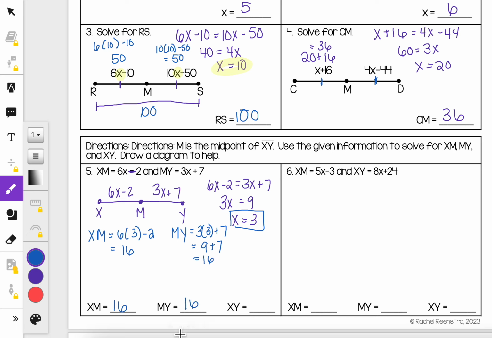The fact that I got these two segments to be the same is a good sign that I didn't make a mistake. And then if I have 16 over here and 16 over here, I'm using that segment addition postulate, and that tells me that segment XY is going to be 32.